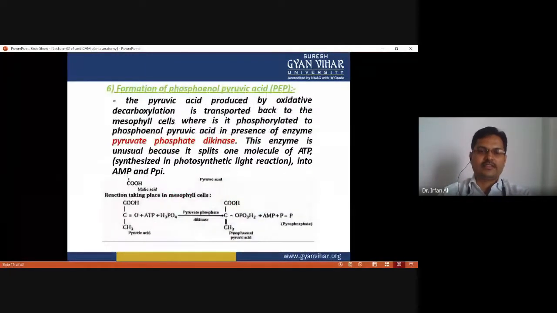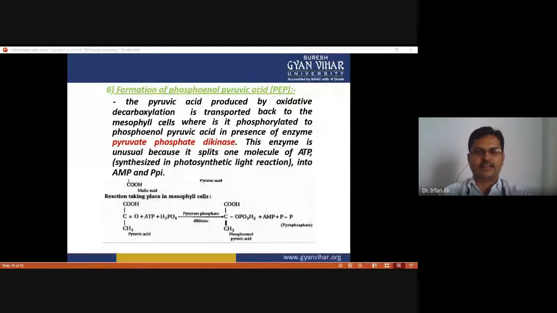Now the next step that occurs in the C4 pathway, or Hatch-Slack pathway, is the formation of phosphoenol pyruvic acid, because this molecule is required to continue the C4 pathway, the fixation of carbon dioxide.